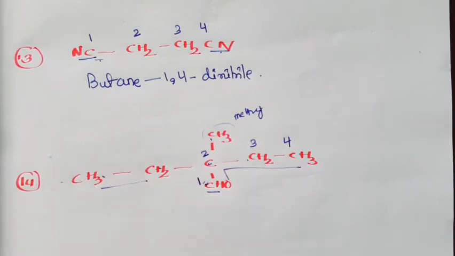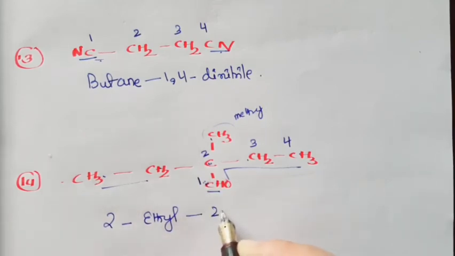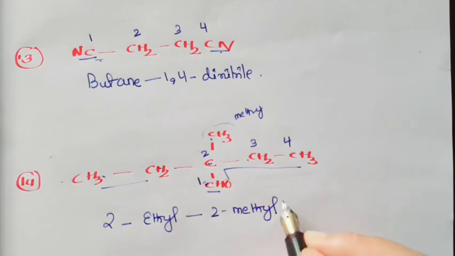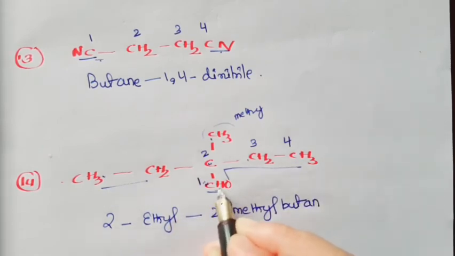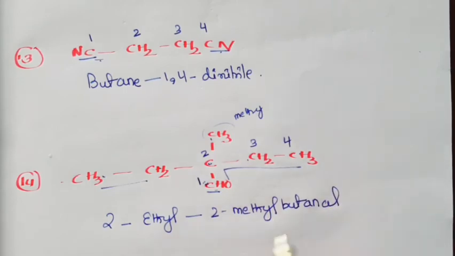So ethyl will come first. What is its position? 2. So 2 ethyl and methyl also 2 methyl. Okay, now 4 are in a chain, so but. Okay, and all single bond, so N. Now this is all, right? E will drop, so 2 ethyl 2 methyl butanol.